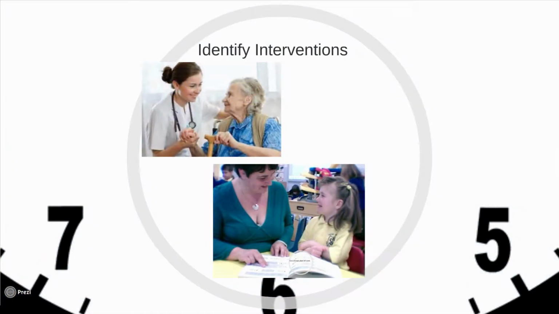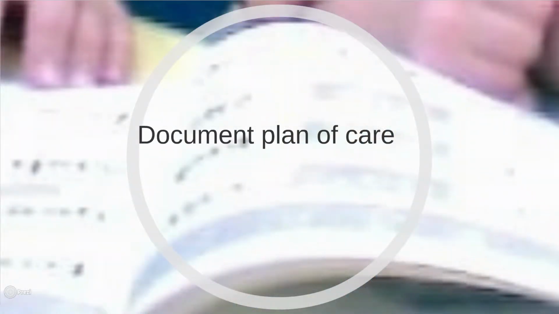Identify your interventions. Okay, this is the goal. This is the time we want that goal to be done by. What am I going to do to get from here to there? How am I going to make that happen? How are you going to empower the patient to reach that goal? And then you're going to document your plan of care.